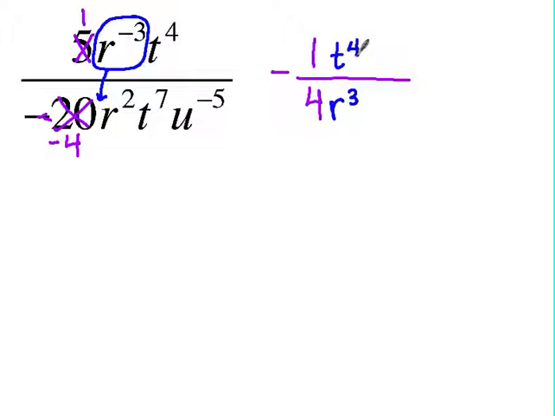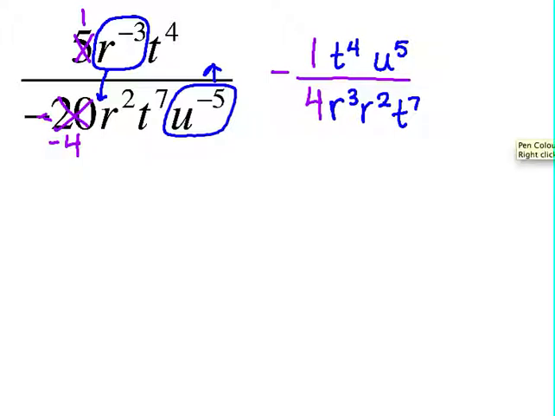What am I going to do with the r squared? Keep it at the bottom. What do I do with the t to the seventh? Keep it at the bottom. What do I do with the u to the negative fifth? I move it up top. Now our goal there was to reduce the fraction and then put everything where it should be.